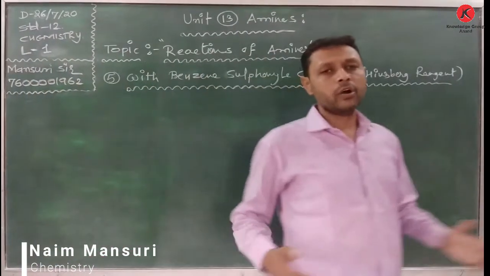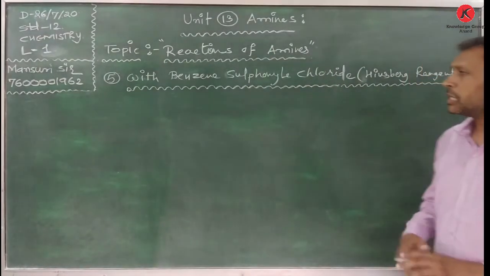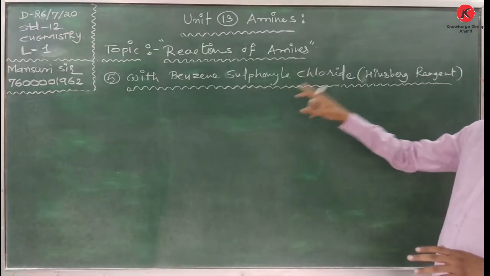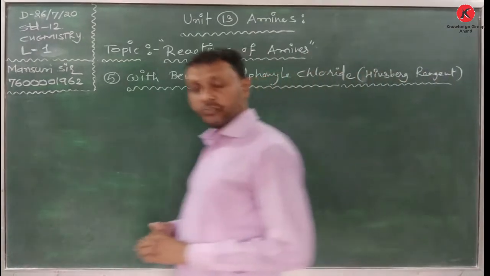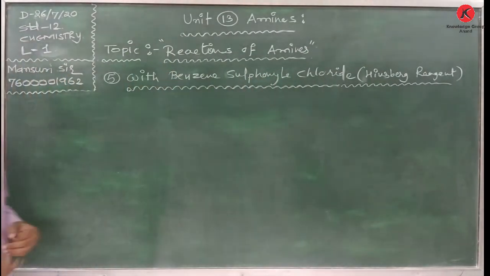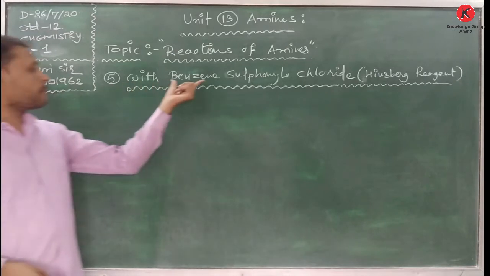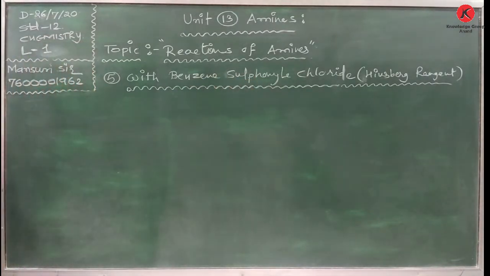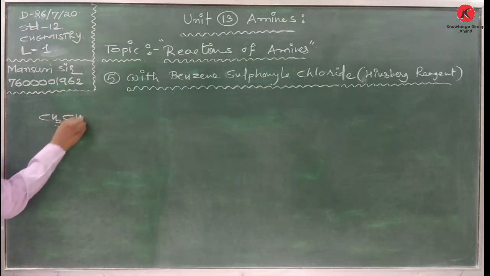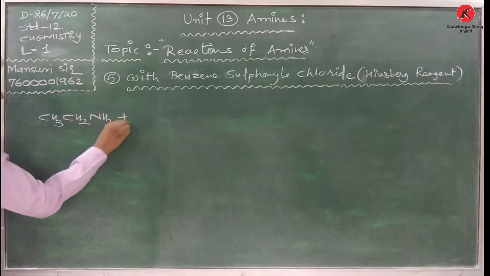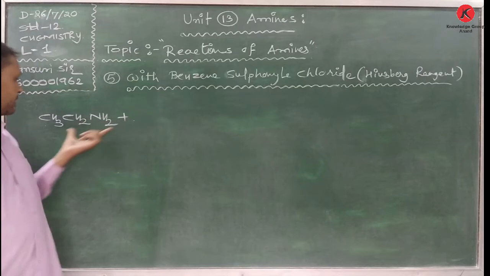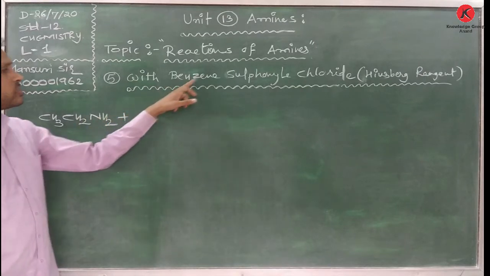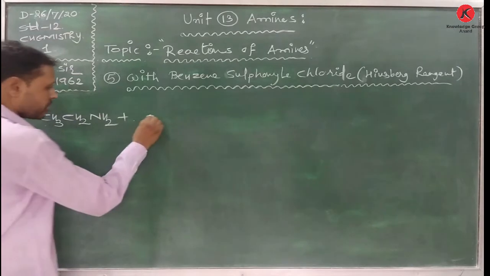Students, now we are moving to the reaction of amines with benzene sulfonyl chloride, or in other words, the Hinsberg reagent. First of all, we take benzene sulfonyl chloride, draw its structure, and study its reaction with amines. We start with ethane amine, that means CH3CH2NH2, a primary amine, which reacts with benzene sulfonyl chloride.